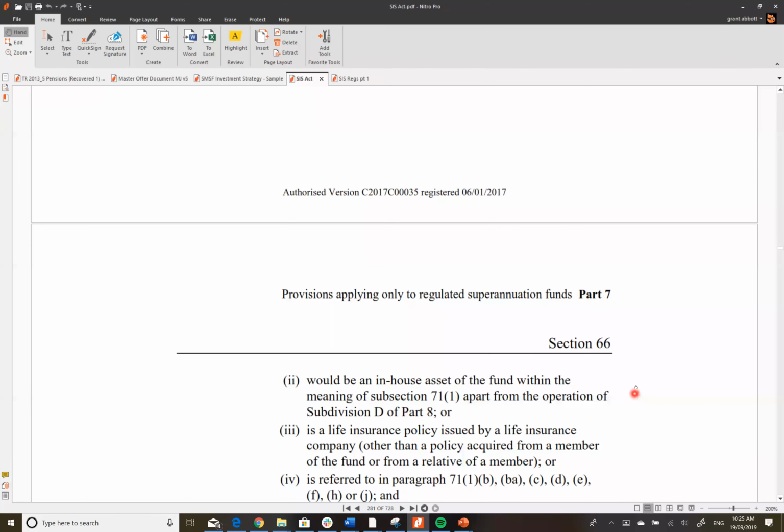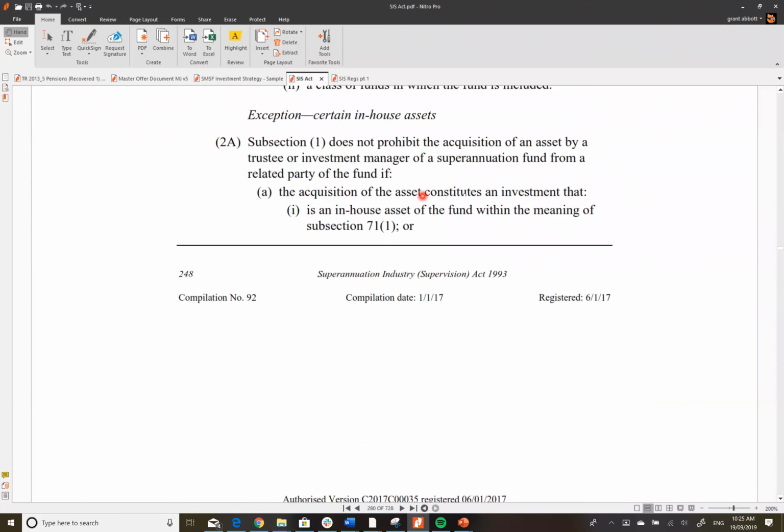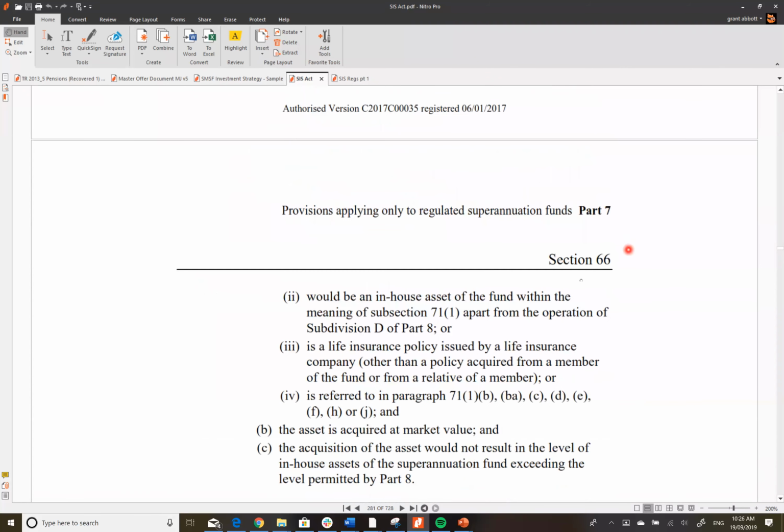So if we have a look here, the acquisition is an in-house asset within the meaning of 71 or would be an asset of the fund or is a life insurance or is referred to in paragraph 71.1J. Remember that? And then the asset is acquired at market value, which is important, and the acquisition of the asset would not result in the level of in-house assets of the super. So it's actually an exclusion from the in-house assets. So subsection C doesn't apply.